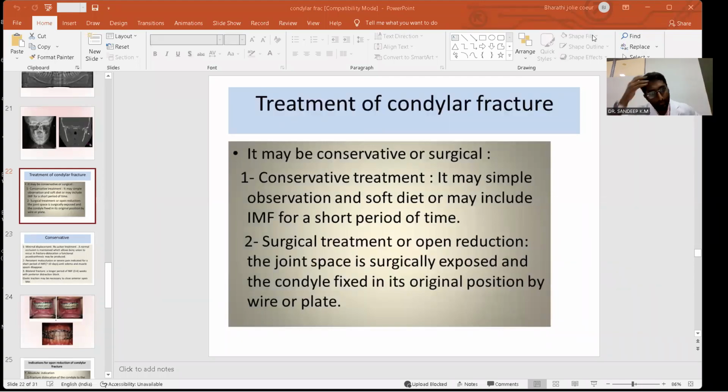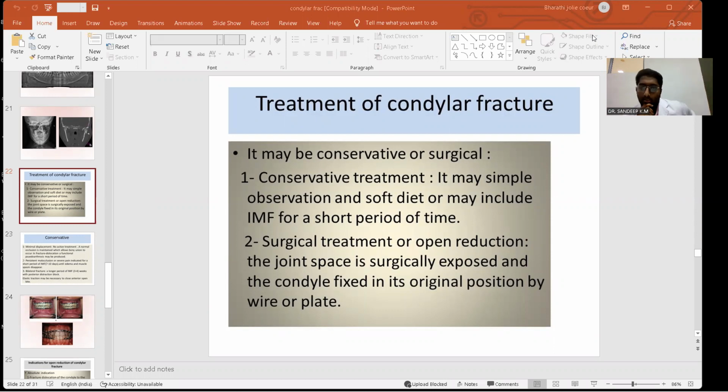Okay, so in the last class we were discussing the condylar fracture. So, continuing with the treatment of condylar fracture, it may be either conservative or surgical, depending upon the severity of the fracture, the severity of the trauma.